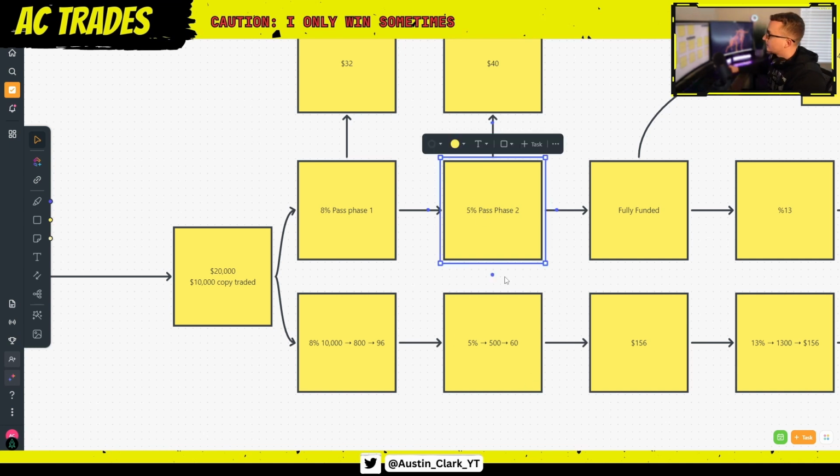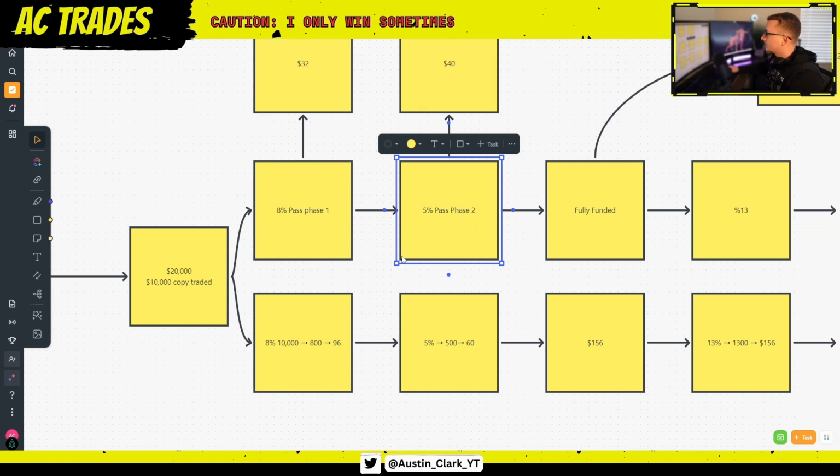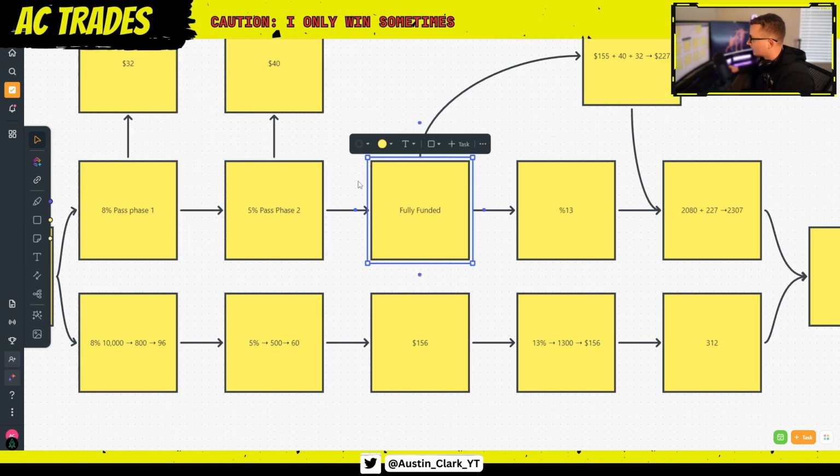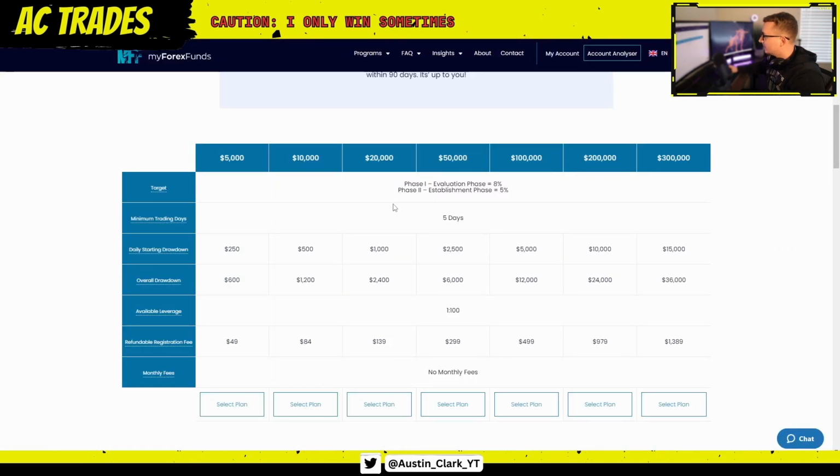Okay, so now once you pass phase 2, you made the full 13%. You're fully funded on a $20,000 live account. And here's another cool thing. You get your fee back. You get your actual fee you paid for that $20,000 account back. So now, again, you have this $20,000 account, $139 you got back, plus 12%.